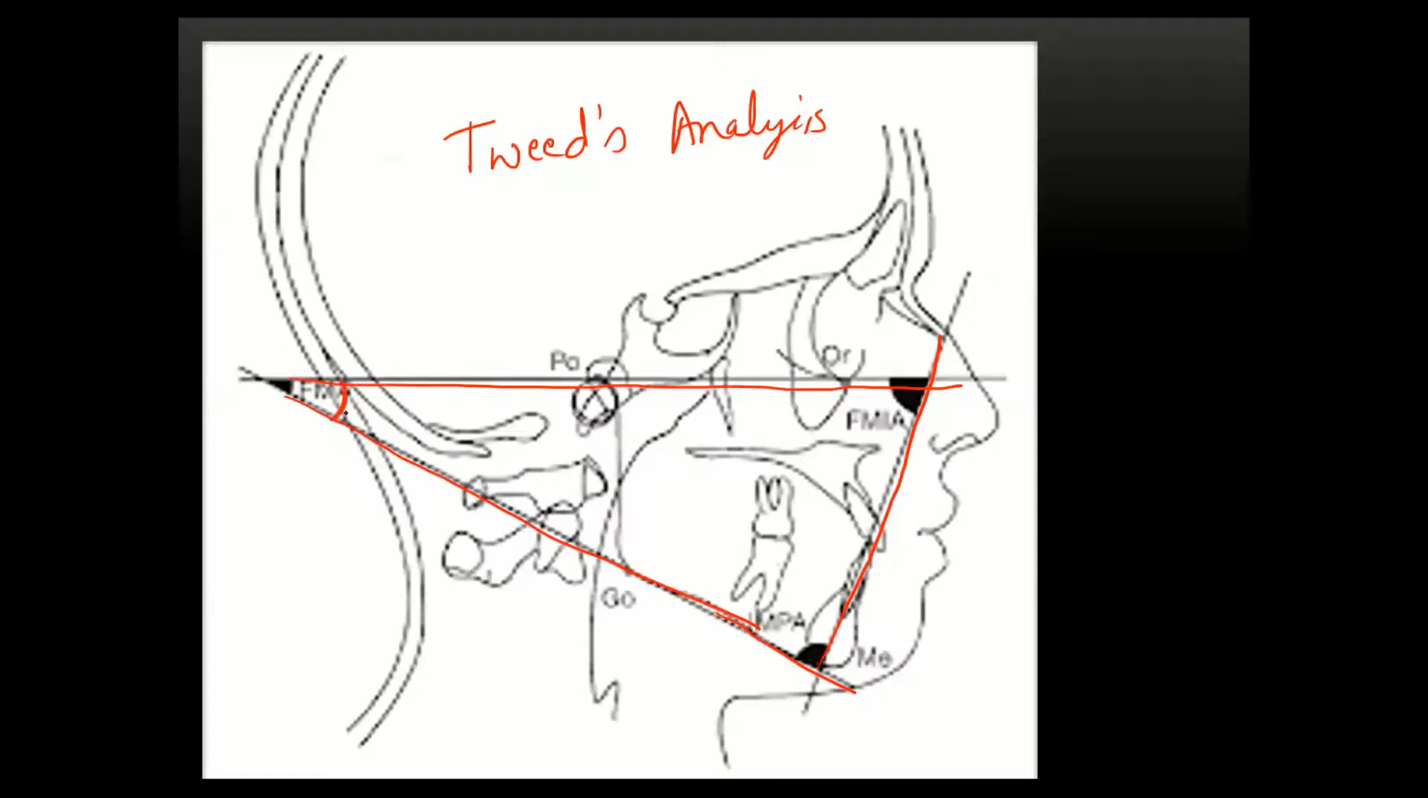This angle at the back is called FMA, Frankfurt mandibular angle. Frankfurt mandibular plane angle also. The value of this angle is 25 degrees. This angle is IMPA, incisor mandibular plane angle. The value of this angle is usually 90 degrees. And the remaining one will be 65 degrees.